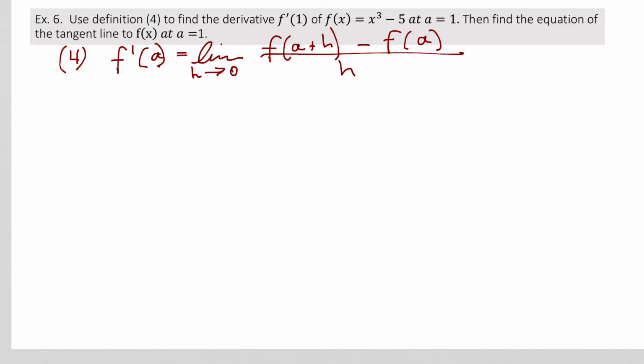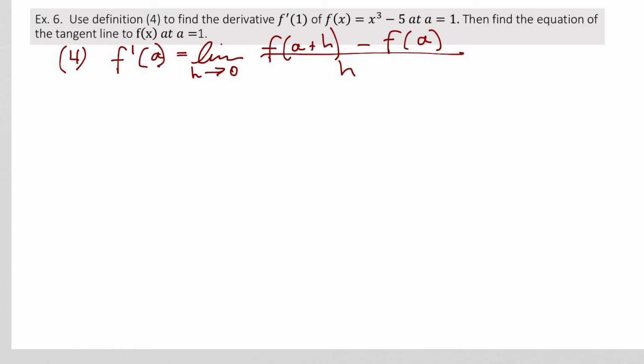Example 6 says, use definition 4. So this is definition 4. F prime of a, which is the derivative of the function f evaluated at a, is this limit expression here. So we're going to use that to find the derivative f prime of 1. So a is equal to 1, f of x is equal to x cubed minus 5, and then find the equation of the tangent line to f of x at a is equal to 1. So once we find the slope of the tangent line, we're going to use that to write the linear equation for the tangent line.